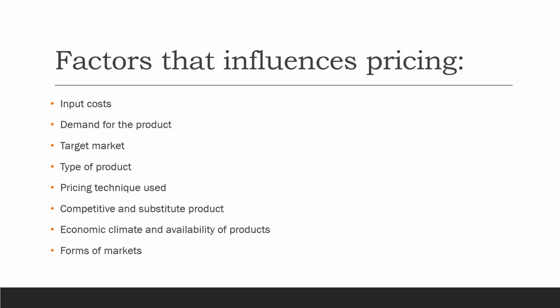Competitive and substitute products. If the price of the substitute decreases, then people will rather opt to buy the substitute than your product. So therefore, you need to keep a close eye on your substitute products, what their prices are doing, as well as your competitors, in order to determine the correct price for your product. The economic climate and the availability of products will also determine your price. If your product that you sell becomes scarce, then obviously people will be willing to pay more for that specific product. Then the forms of markets also determines the prices.